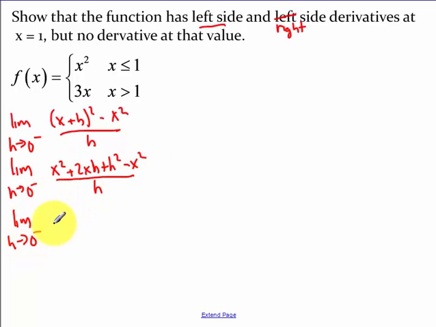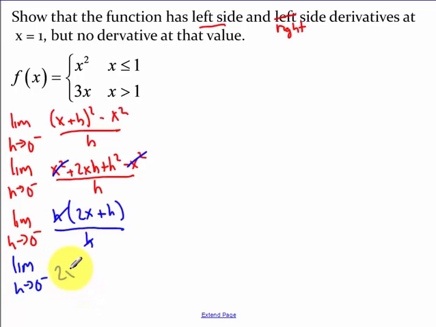Okay, so the x's cancel, and I can factor out an h, so that now those h's cancel, so I'm now finding the limit as h goes to 0 from numbers a little bit less of 2x plus h. When I plug in 0, I get 2x. So that's for any point. But I need to find that at 1, so I plug in 1, and I get 2.